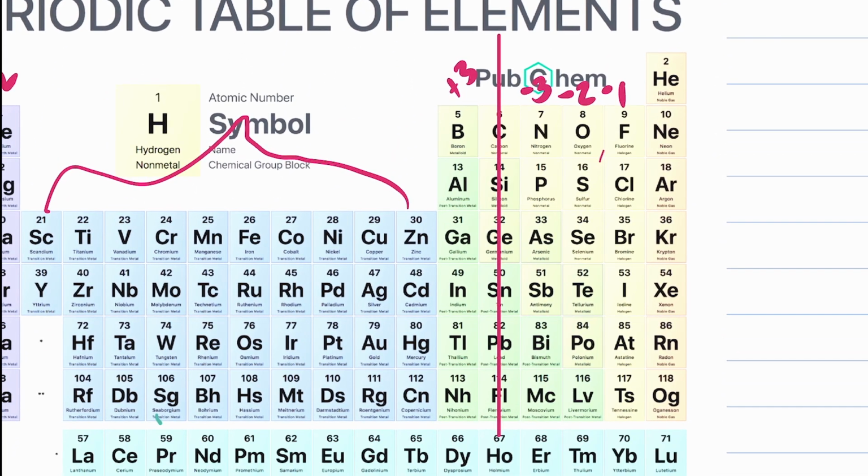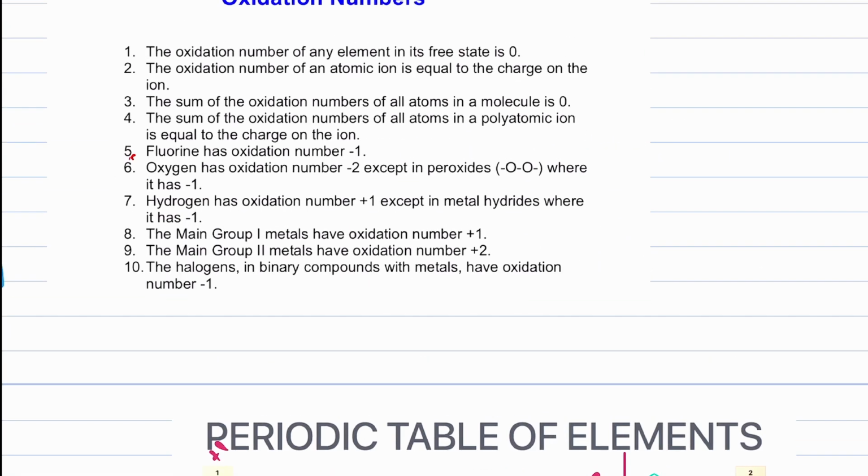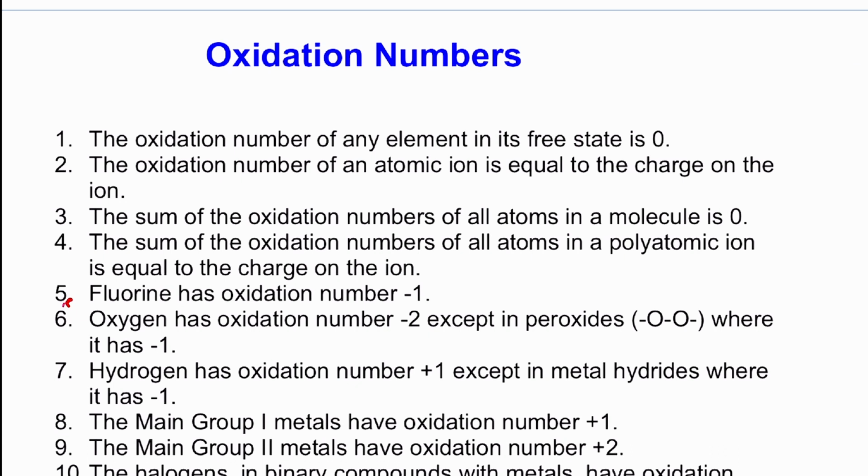There are the first two rules that I didn't go over, and they're pretty easy. The first one says the oxidation number of any element in its free state is 0. So it's going to be 0. Okay? If an element is by itself, alone, it's going to be 0. And then the oxidation number of an atomic ion is equal to the charge on the ion.